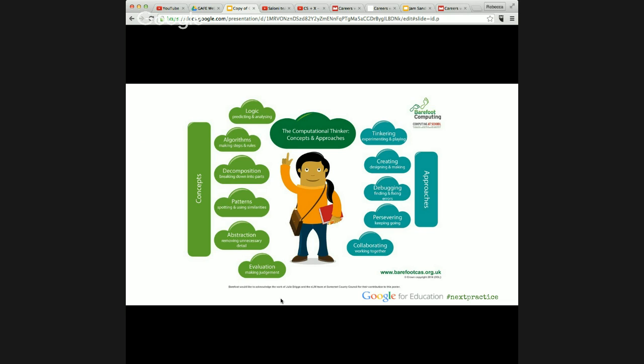This is from the Barefoot Computing Group, which is the Computing at School group in the UK, and they have some fantastic resources. If you look up the CAS group or Computing at School, you'll find their website with all their computational thinking resources. On the left-hand side, you can see the concepts involved in computational thinking. At the top, we've got logic, which is logical thinking, so predicting what might happen with a particular outcome. You've got algorithmic thinking, which is thinking about the steps involved to come up with the solution.